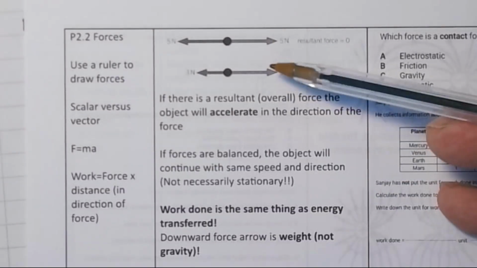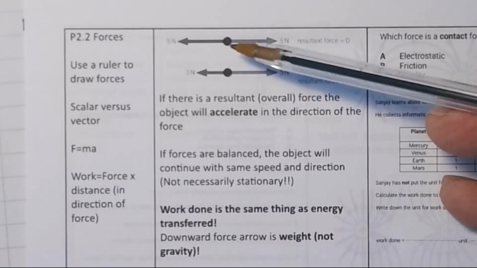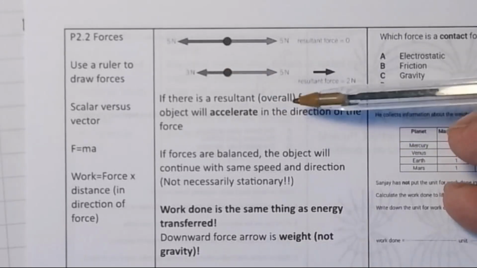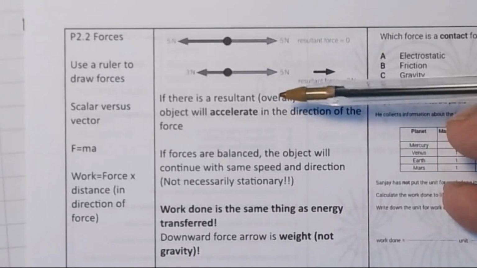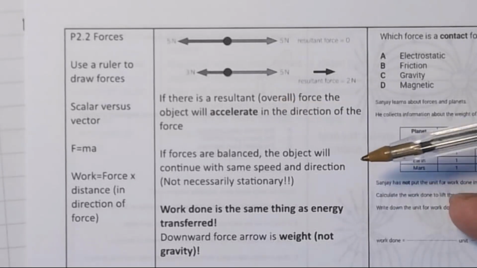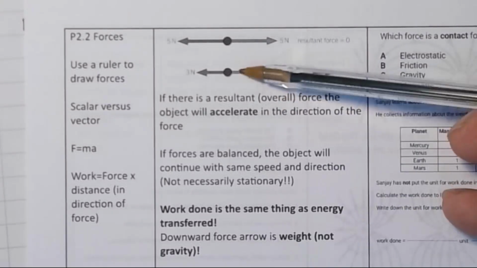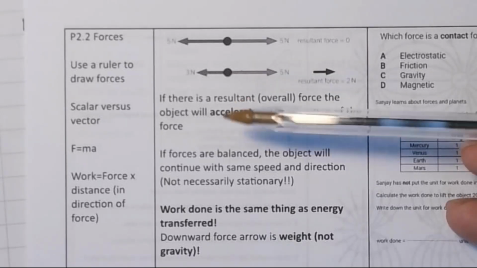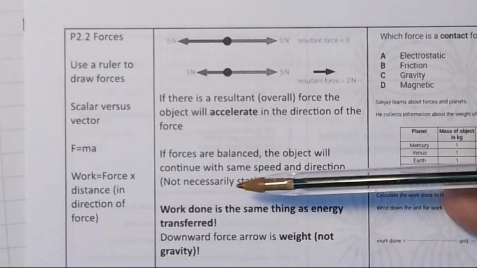In year 10, you would have been introduced to P2.2, which is forces. Okay, you were introduced to Newton's laws, Newton's first law, second law, and third law. You were introduced to the idea that we can represent forces with arrows. There are various things you need to revise here. I would revise Newton's laws as follows.